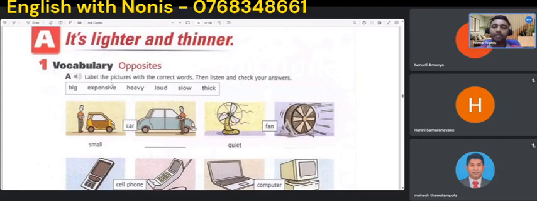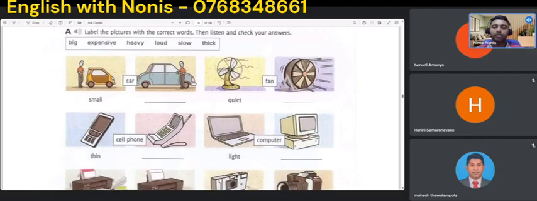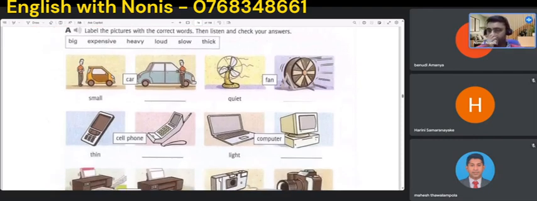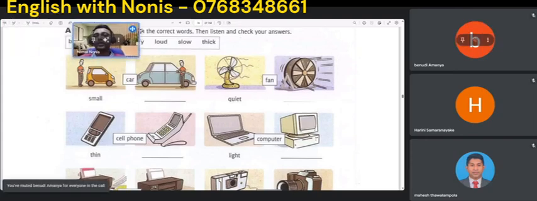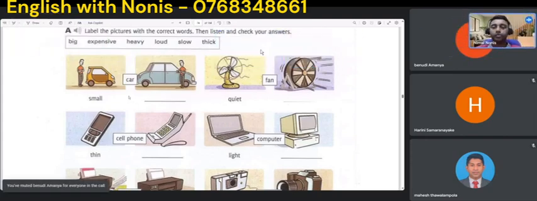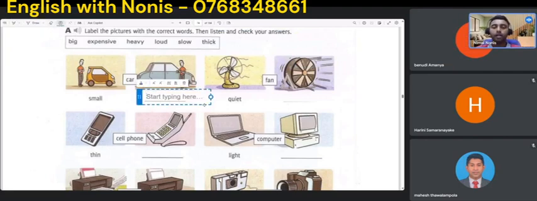Opposites. Label the pictures with the correct words, then listen and check your answers. So let's look at the pictures and use these words to fill in these blanks. This is a car and this is also a car. Here they have used the word small. If you are comparing, you need to use big for this one. This is a big car. When you compare, there is a small one, there is a big one. So we have to use the word big.